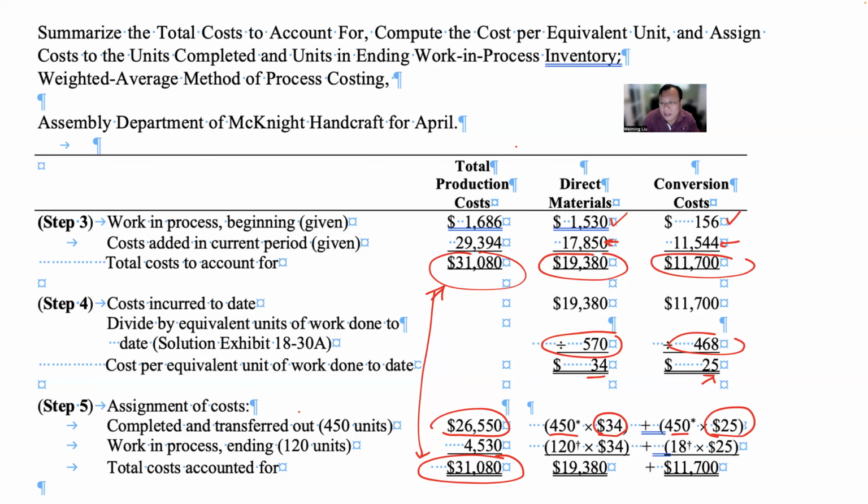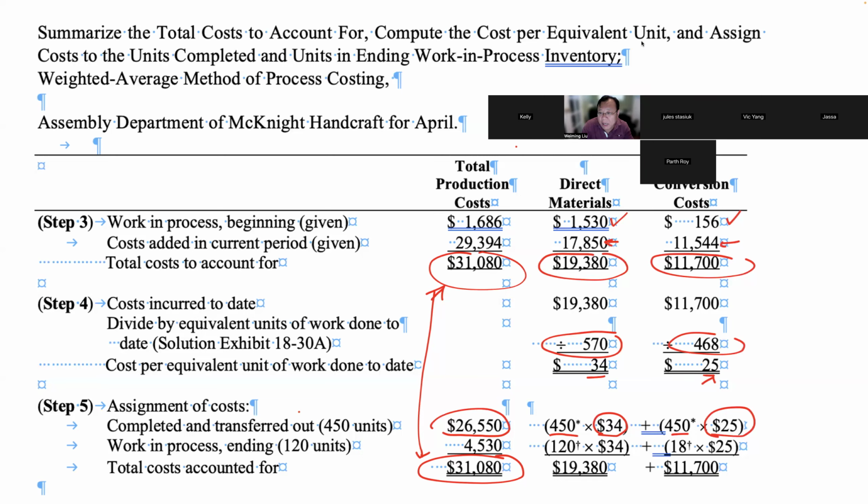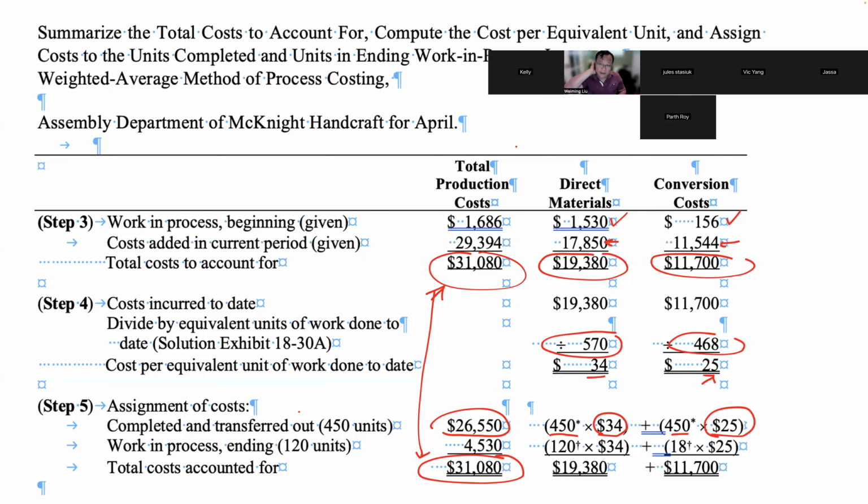Okay, does this make sense? If this makes sense, please give me a thumbs up. 1, 2, 3. Thumbs up, please.